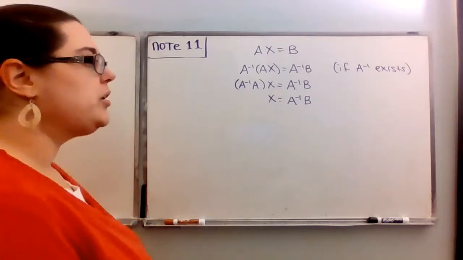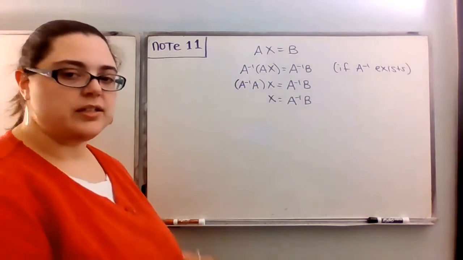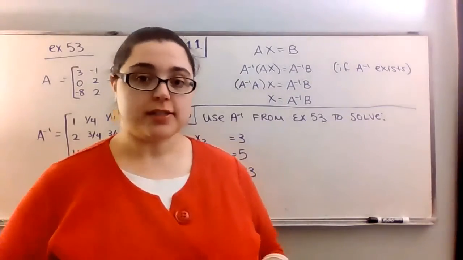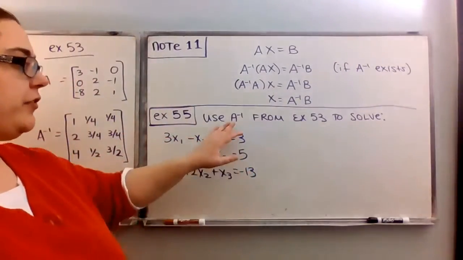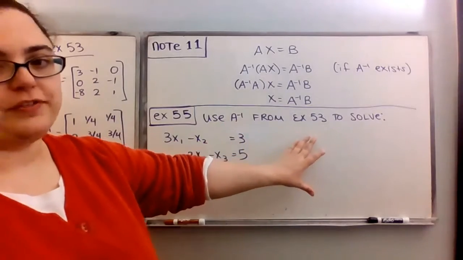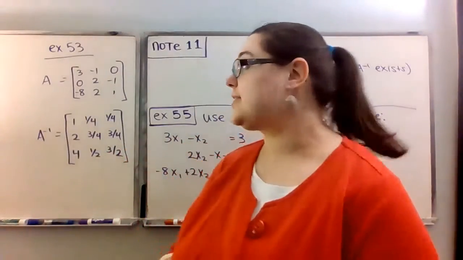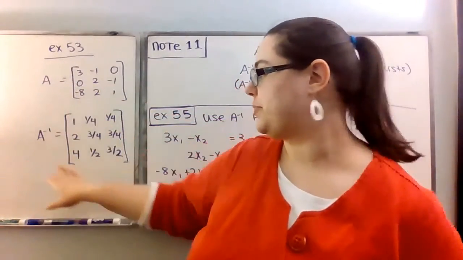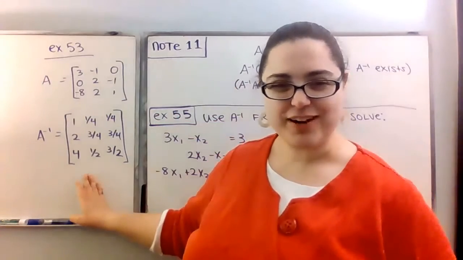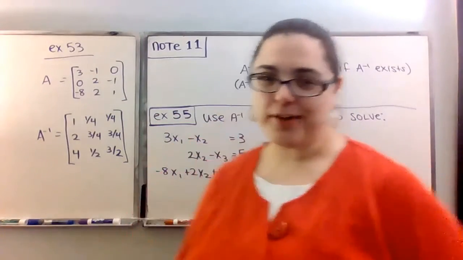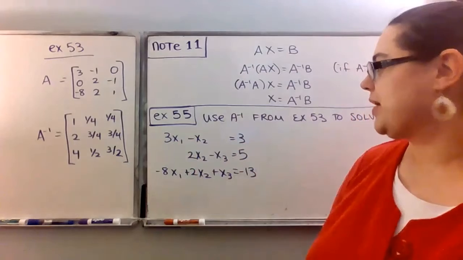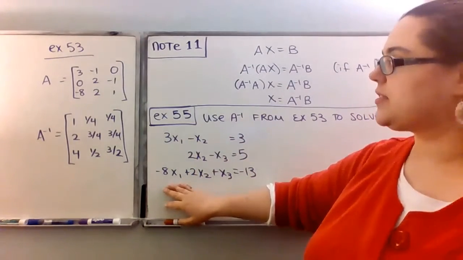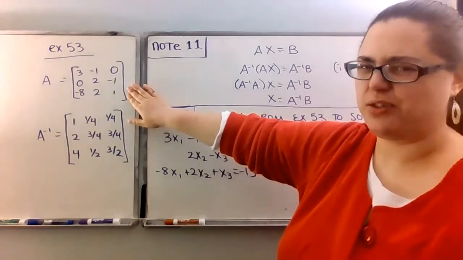So let's do an example of applying this technique, just again to refresh our minds on how this would work. For this example, we're going to make use of an inverse we found earlier in example 53. So in example 53, we had this matrix A, and we found this to be its inverse. All those delightful fractions, remember? So we're going to be using this inverse because the coefficient matrix of this system of equations is the same as matrix A. Let's just do a quick check.